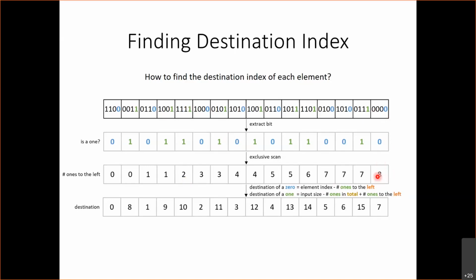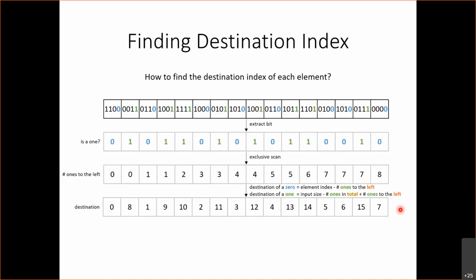Okay, so 16 minus 8 is 8. That means I have 8 zeros. And then I simply add 2 to 8 to figure out that this element should go at position 10. Why 10? Because I have 8 zeros that need to go before this element, and then I have 2 ones that need to go before this element. So 8 plus 2 is 10. All right? Is it clear how I found the destination of each element using exclusive scan? Any questions about this?